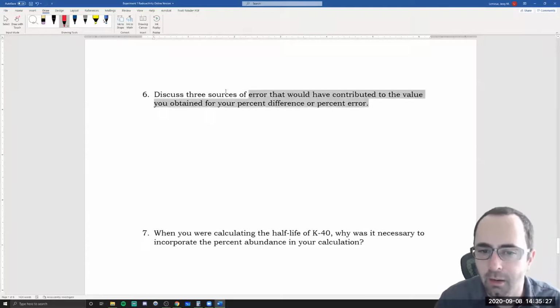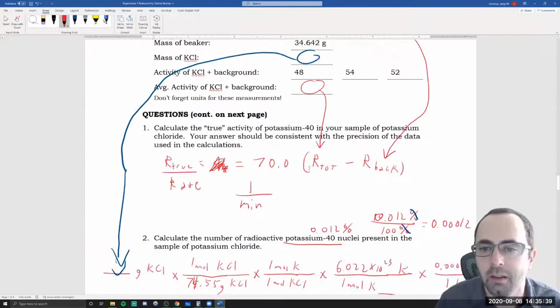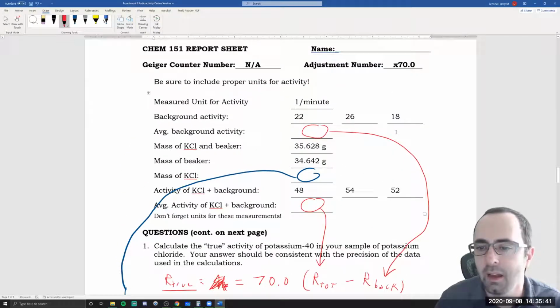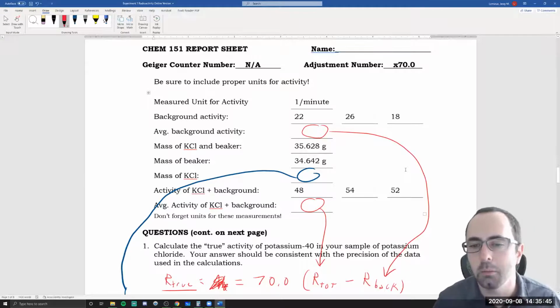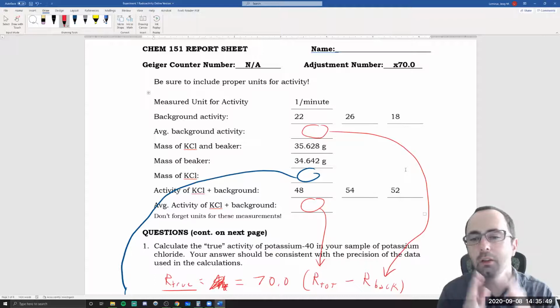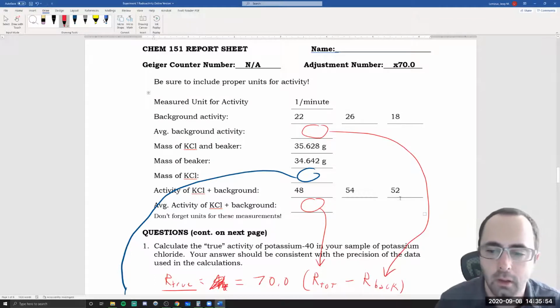In discussing error, I just talked about it, right? The fact that we're only counting over a very short period of time, we've got a lot of background counts. You can see our data is not very precise. It's bouncing around, totally normal. This is a random process, radioactive decay, and we're taking such a narrow snapshot of it that we don't have a whole lot of sig figs here.